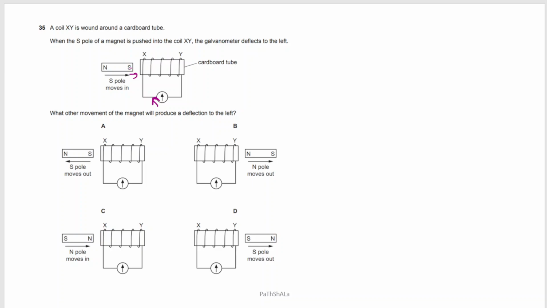When this S pole moves out, obviously. So in which case is the S pole moving out? D.